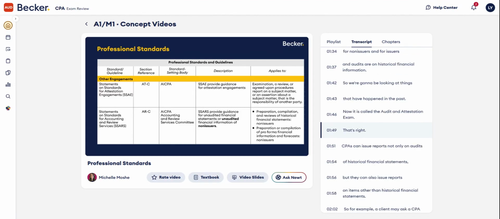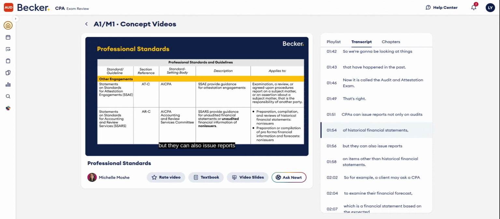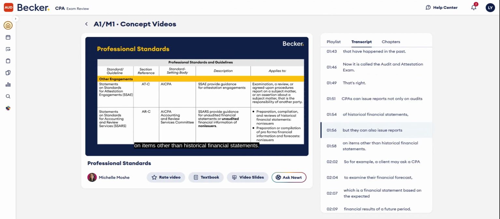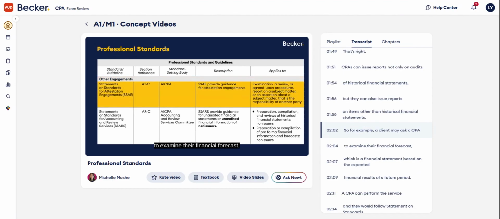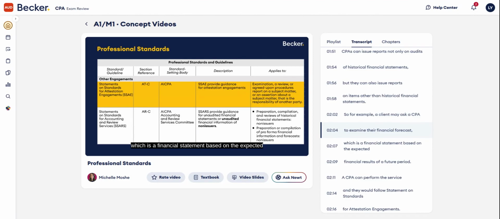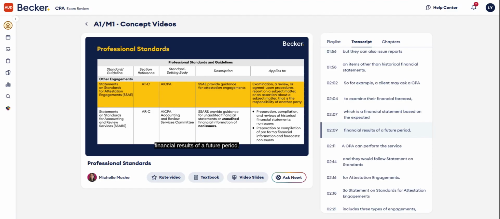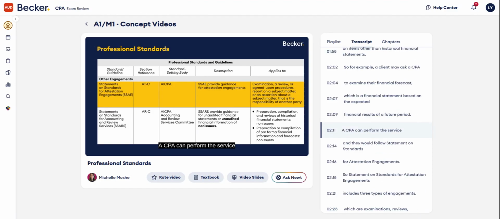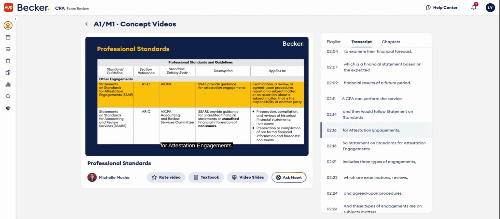That's right. CPAs can issue reports not only on audits of historical financial statements, but they can also issue reports on items other than historical financial statements. So, for example, a client may ask the CPA to examine their financial forecast, which is a financial statement based on the expected financial results of a future period. A CPA can perform this service, and they would follow Statement on Standards for Attestation Engagements.